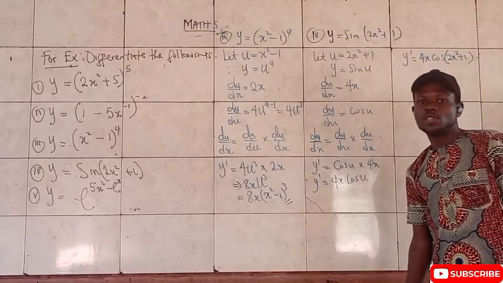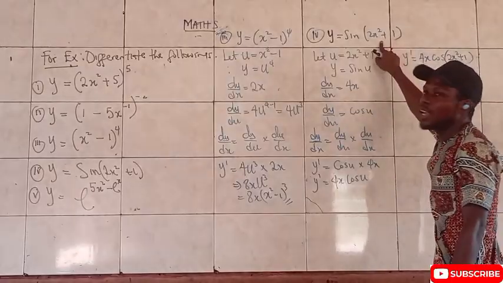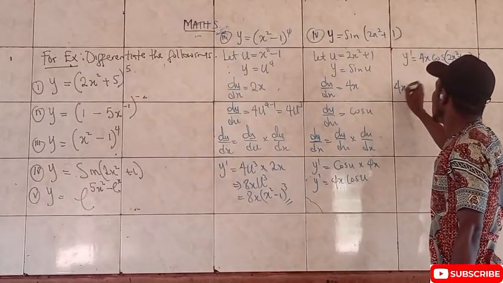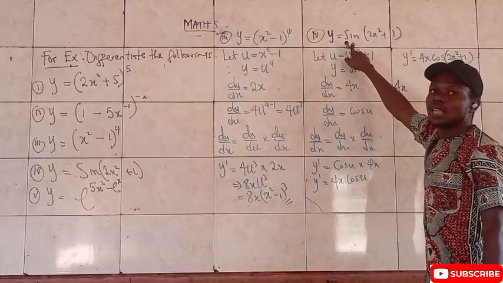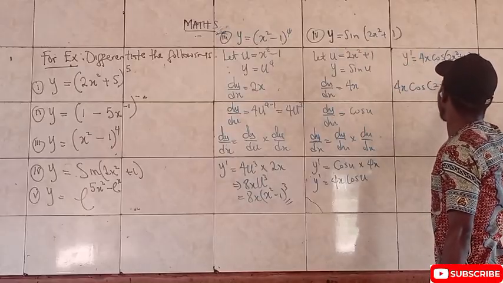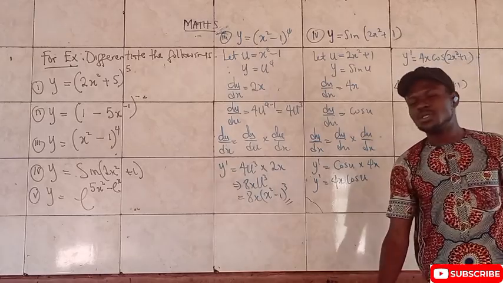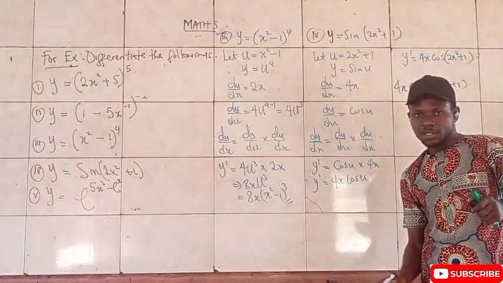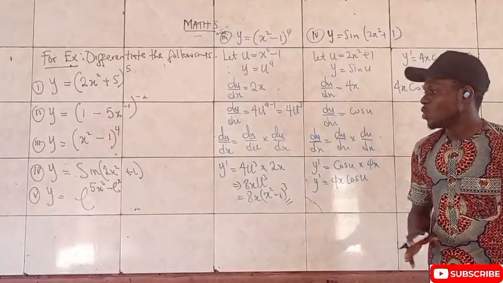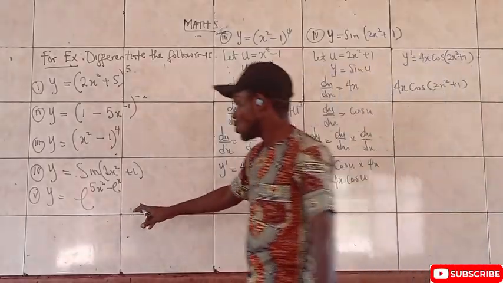What if I want to go for the short method? Come here, differentiate what I have inside, that will be 4x. Then differentiate sine, this means cos, then write back 2x squared plus 1. Answer without stress. So it's just to understand the reading and flow, and then it becomes easier. So let's try this without solving the long method.